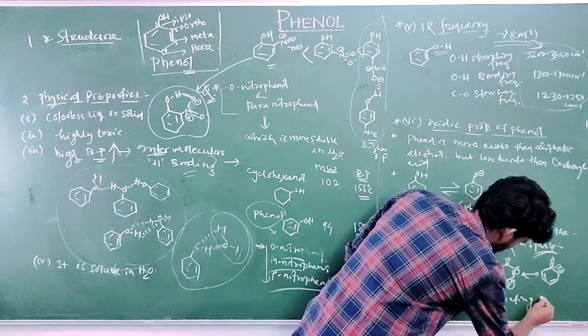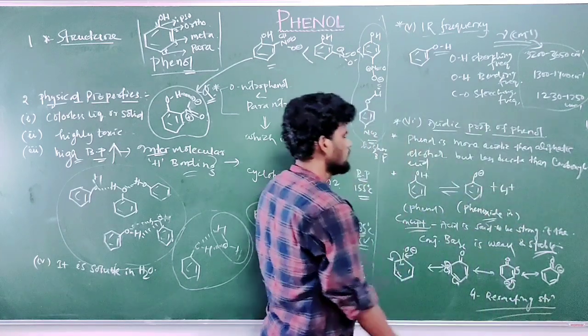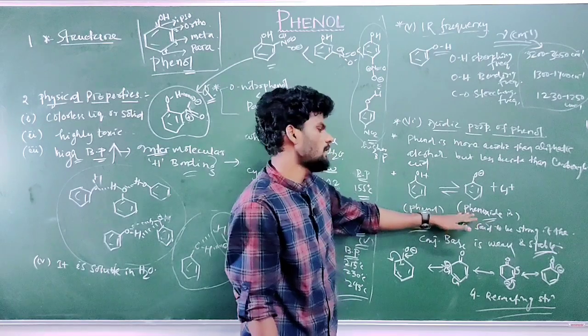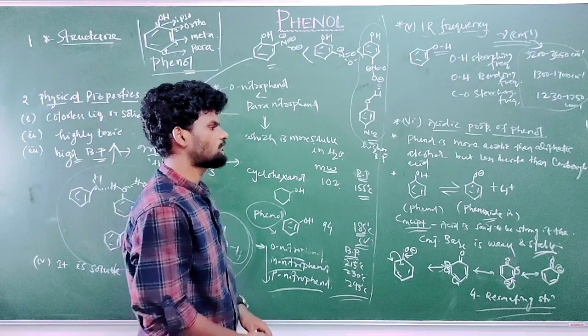Because of this resonance, or charge distribution, or charge delocalization, the phenoxide ion is stable. That is why the corresponding acid, that is phenol here, is acidic in nature.